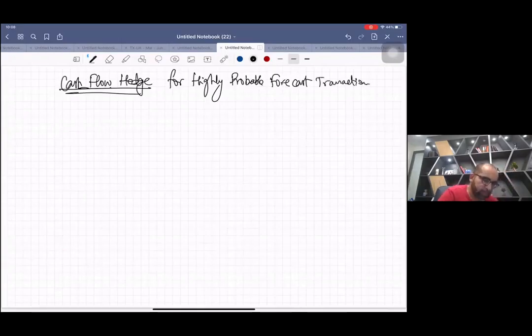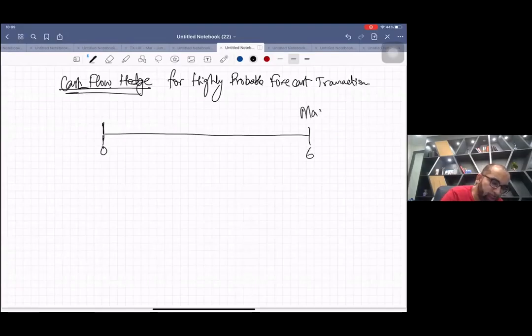First, let me revise. We are here right now. This is month 0, and we plan to buy a machine after 6 months. And this is highly probable that we'll buy this machine. Listen very carefully. This is the last thing. Now I'll end the class. Last thing I'm teaching you. That's it. We have planned that we are going to buy this machine after 6 months.